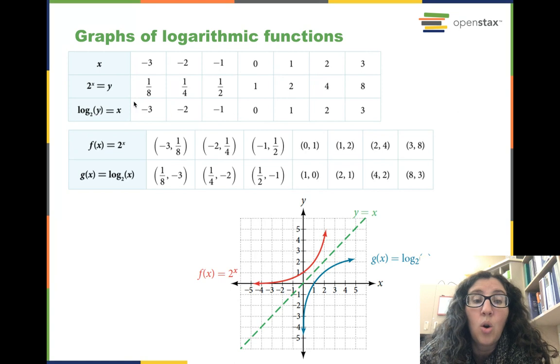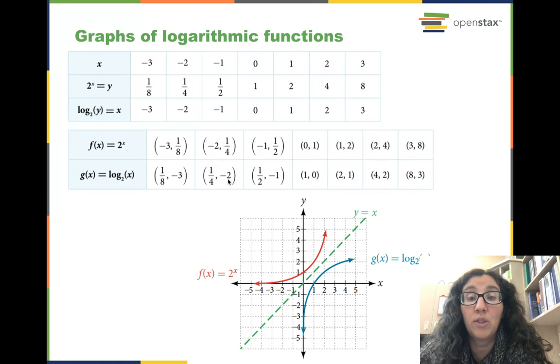Well, the inverse is going to give us the other thing out. If this is our y value, this is going to be our x value. So what does that really mean? We have these ordered pairs, negative 3, 1/8, negative 2, 1/4. For the exponential function, the order is going to be switched. This is going to be our x value. This is going to be our y value. This will be our x value. This will be our y value. The x and y values switch for inverse functions.